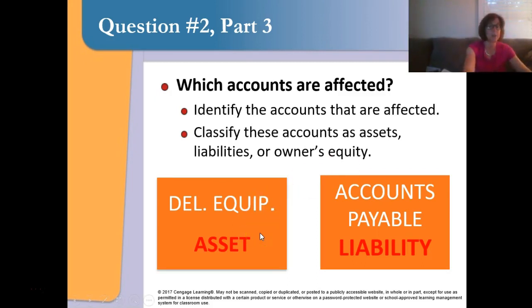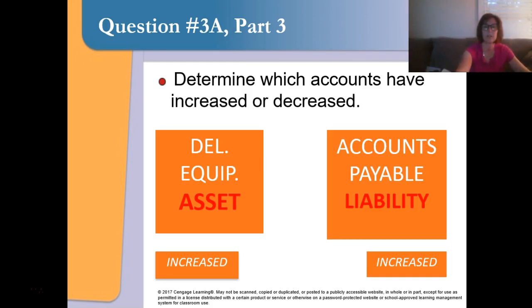So now how is that going? Well, we now have more delivery equipment. It impacted our delivery equipment account, and now we have a liability of accounts payable, because now we owe a business for that delivery equipment that we haven't yet paid for. We have an increase in an asset account, our more delivery equipment, and now we have more liabilities. We now have an accounts payable that we didn't have before.